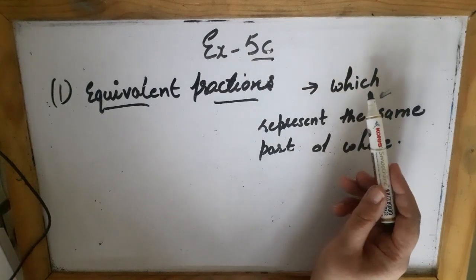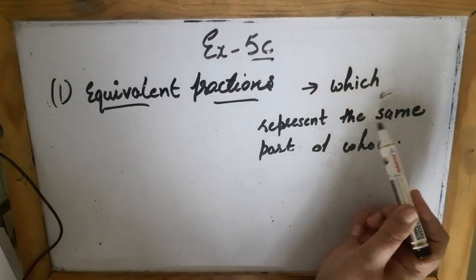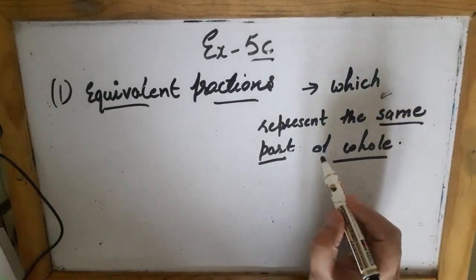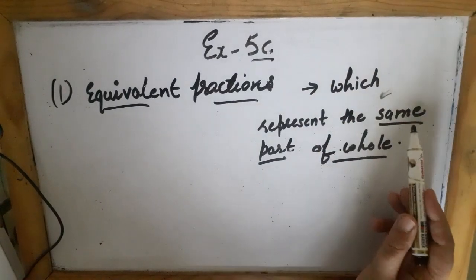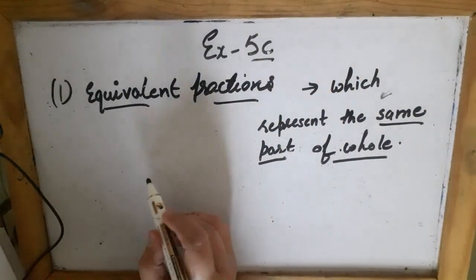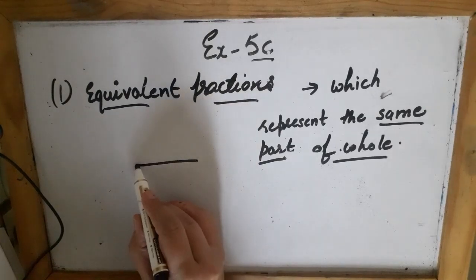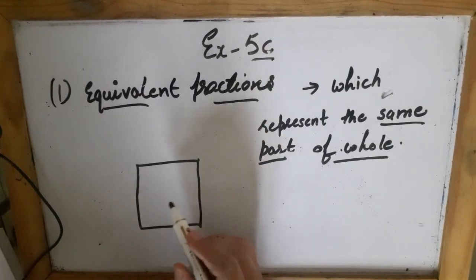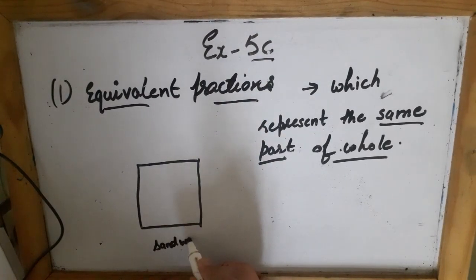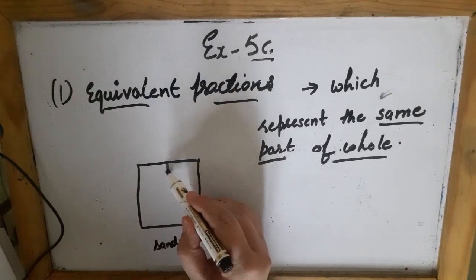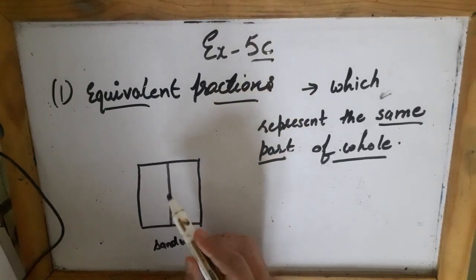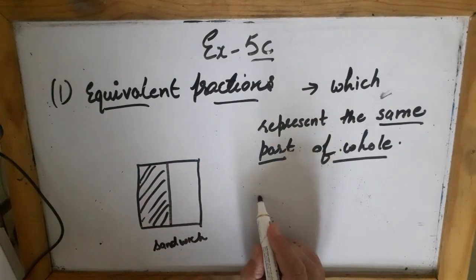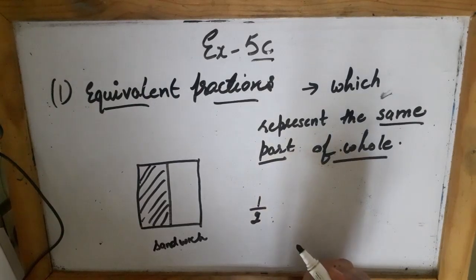Equivalent fractions are those fractions which represent the same part of the whole. They represent the same part of the entire figure. Let me explain this with the help of an example. Suppose I have a sandwich. Now if I divide this sandwich into two parts and I have eaten one part of it, how much have I eaten? I have eaten one part out of total two parts.